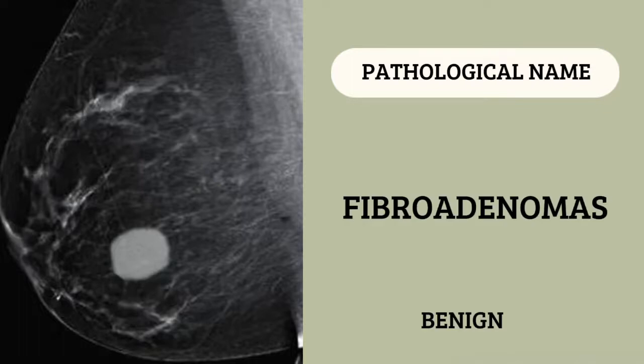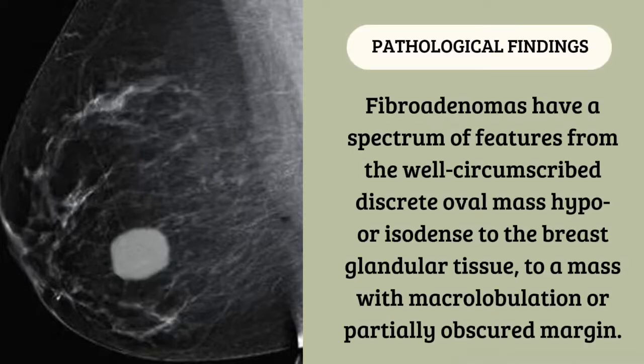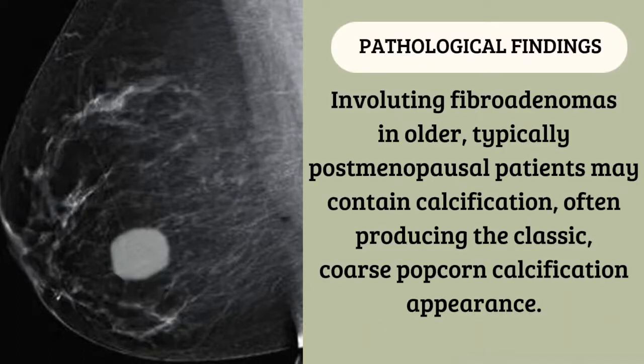So this is fibroadenoma. Fibroadenomas have a spectrum of features, from a well-circumscribed discrete oval mass hypo- or isodense to the breast glandular tissue, to a mass with microlobulation or partially obscured margin. Involuting fibroadenomas in older, typically postmenopausal patients may contain calcification, often producing the classic coarse popcorn calcification appearance.